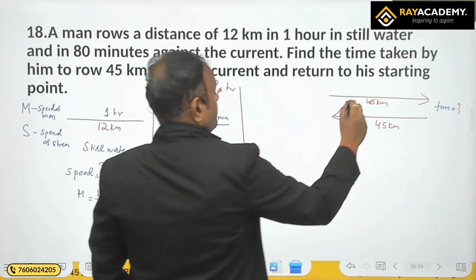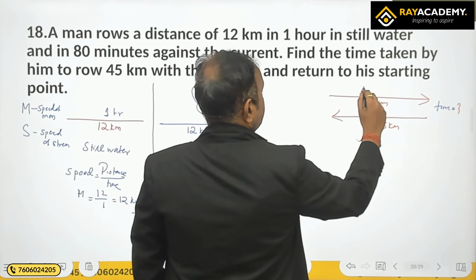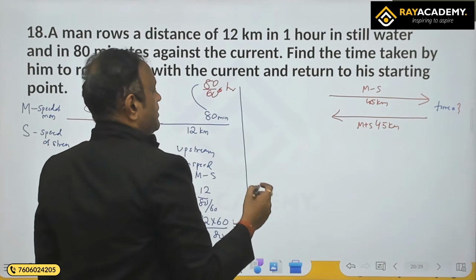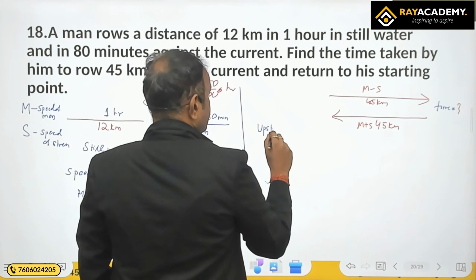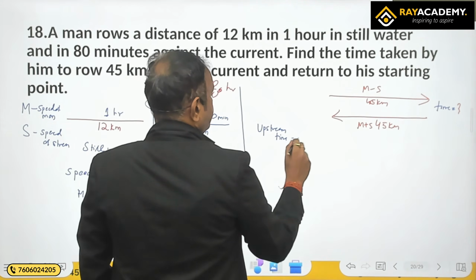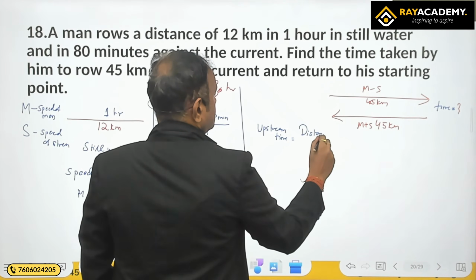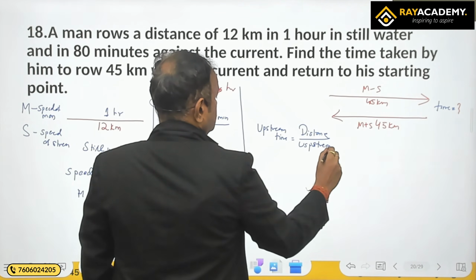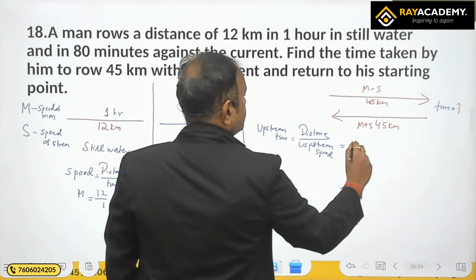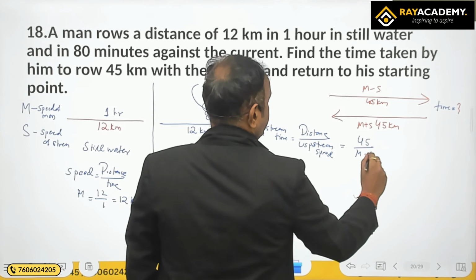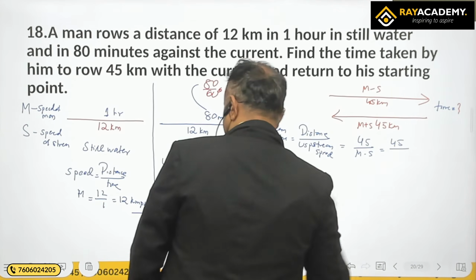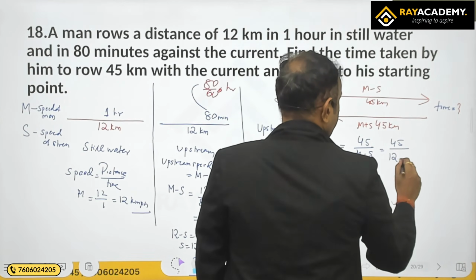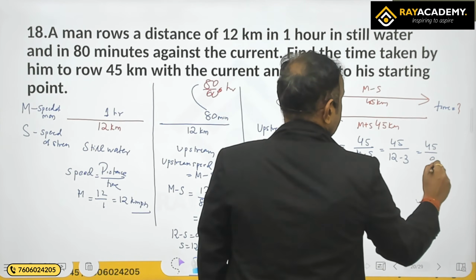Okay. Now, while going upstream, he is taking m minus s. While downstream, he is taking m plus s. So how much will the upstream time be? Upstream time is distance by upstream speed. This equals 45 by m minus s, but we know the values of m and s. We can put m as 12 and s as 3, so it is 12 minus 3, that is 45 by 9, that is 5 hours.